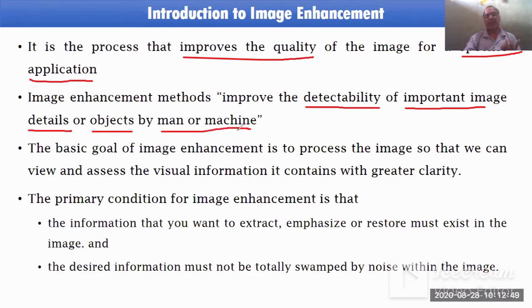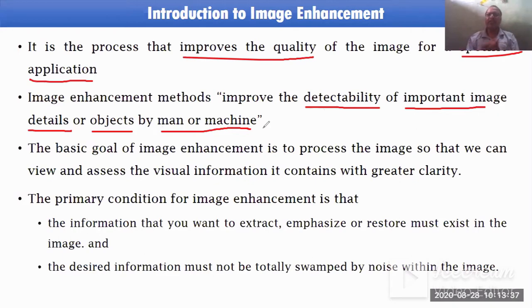So this is known as the scientific definition of image enhancement. So what is the purpose? It is used to improve the detectability of important image details. Whenever we do image applications, digital image processing applications, we have to find some details in that image. It may be some object, some other part of it, or some background, some foreground, whatever may be. So image enhancement is a process used to improve the detectability, so we can easily detect whatever object is in that image. We can easily find the details of the object in the image, by man or by machine. So that is the scientific definition.